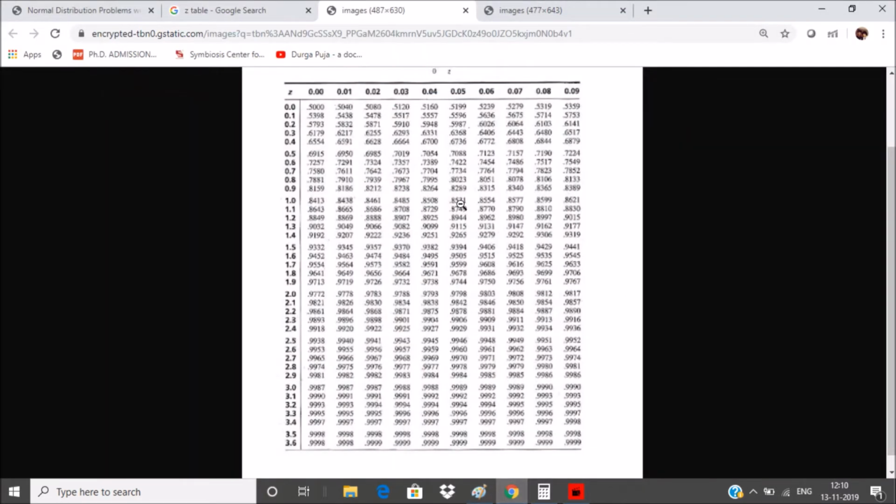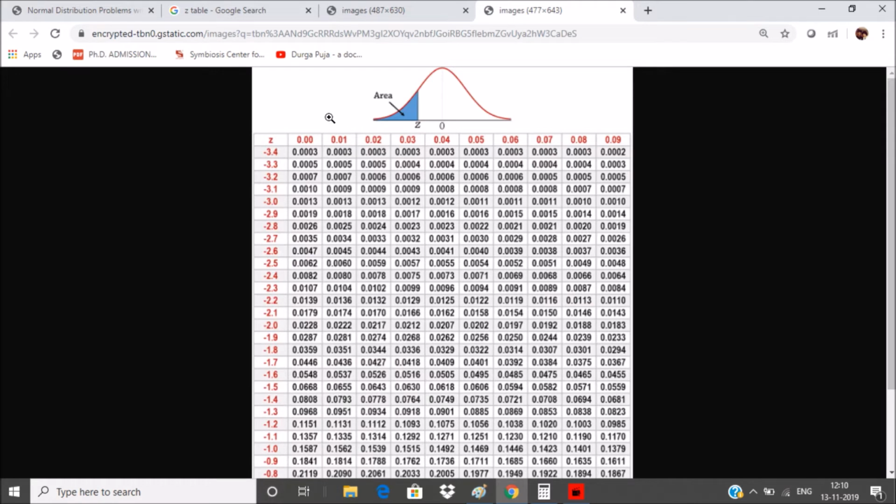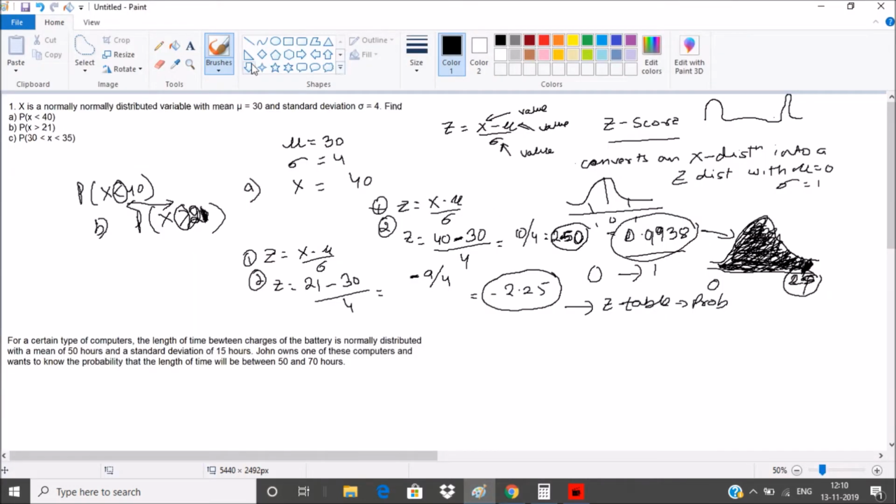Now the probability associated with minus 2.25: minus 2.2 on the left, since this is up to the first decimal point, and in order to get the second decimal point it has to coincide with minus 2.25. The value associated is 0.0122, right? So the probability that we receive is 0.0122.